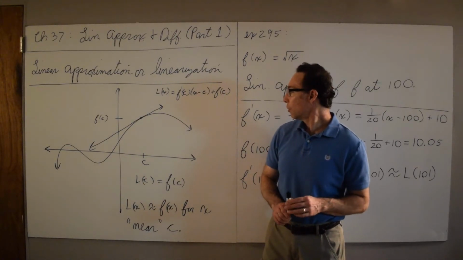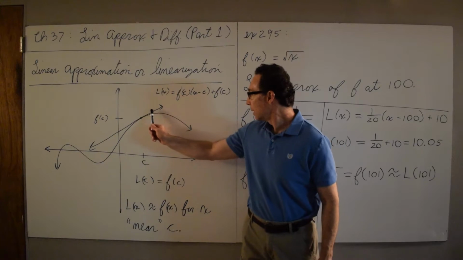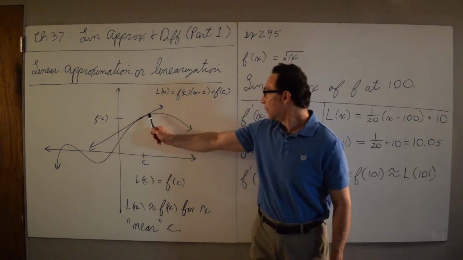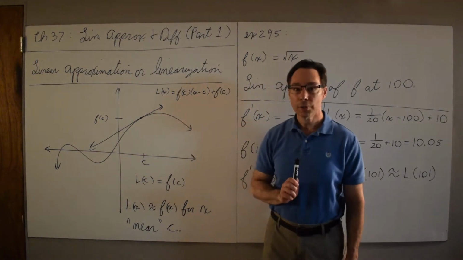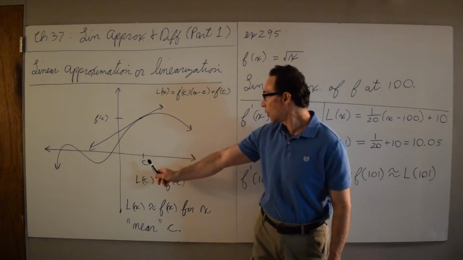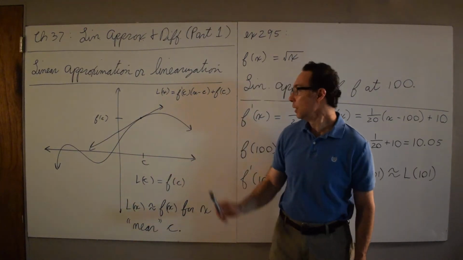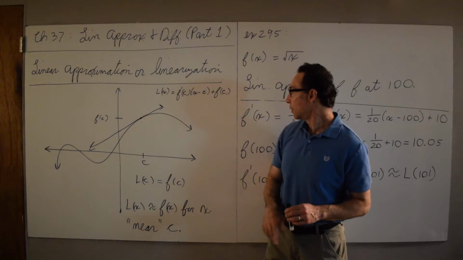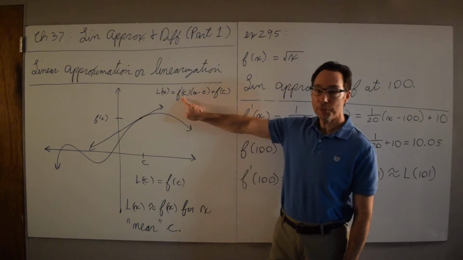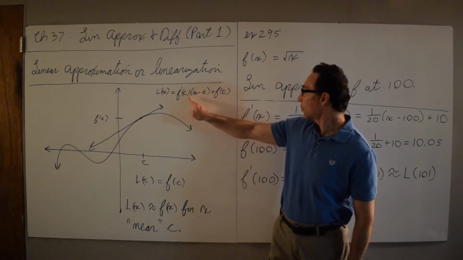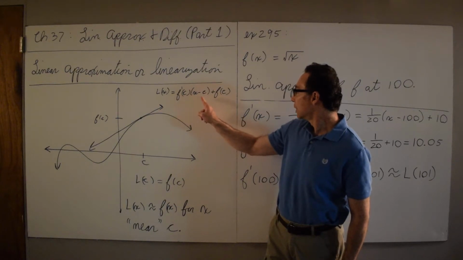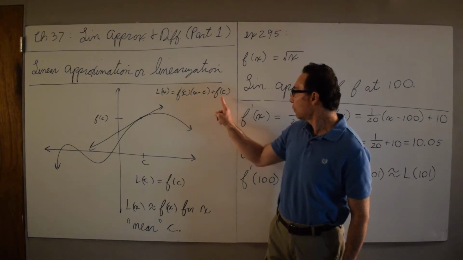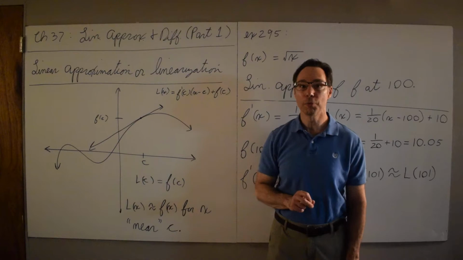Well, the linear approximation is simply the tangent line written in function form. So you take the equation of the tangent line at the point c, f of c, and you write it as a function. You'll notice the slope is f prime of c, and we're talking about the line that passes through the point c, f of c, with slope f prime of c.